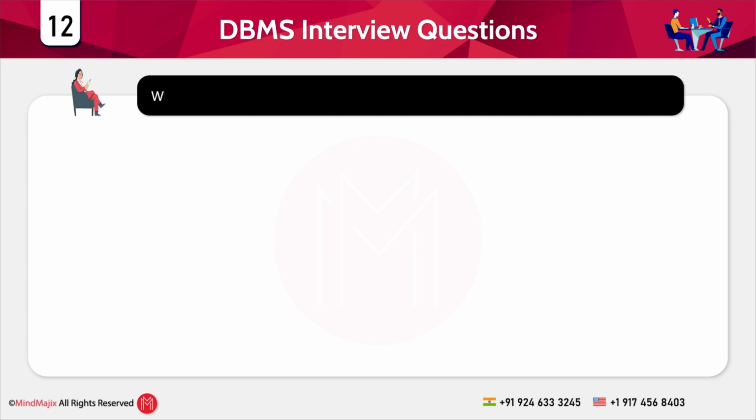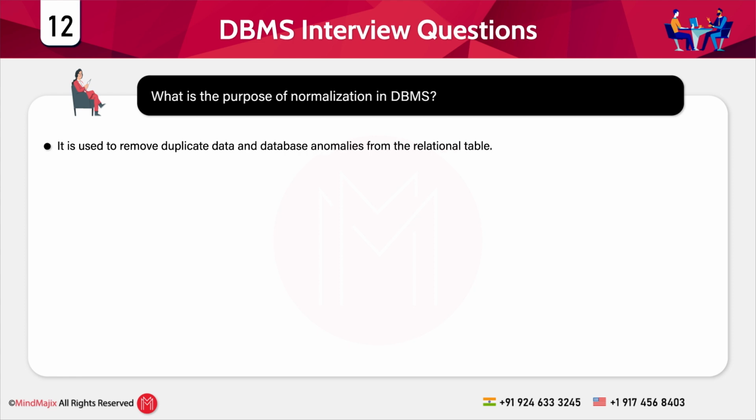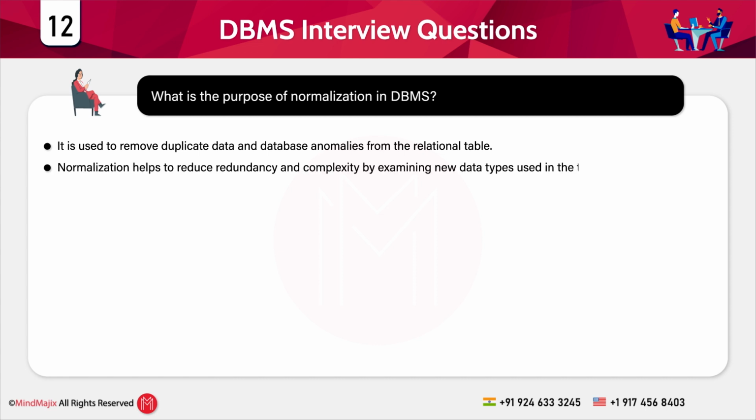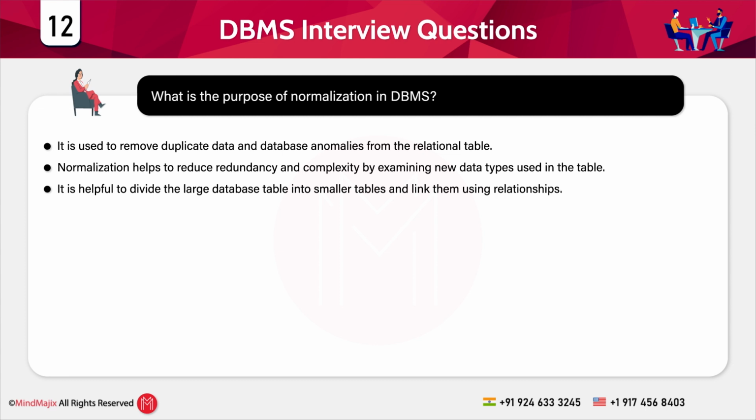The next question is, what is the purpose of normalization in DBMS? So there are a few reasons or purposes of normalization. First, it is used to remove the duplicate data and the database anomalies from the relational table. The next point is, normalization helps to reduce redundancy and complexity by examining new data types used in the table. After this, it is helpful to divide the larger database table into smaller tables and link them using relationships. After this, normalization avoids duplicate data or non-repeating groups in a table. And last but not the least, it reduces the chances for anomalies to occur in the database.